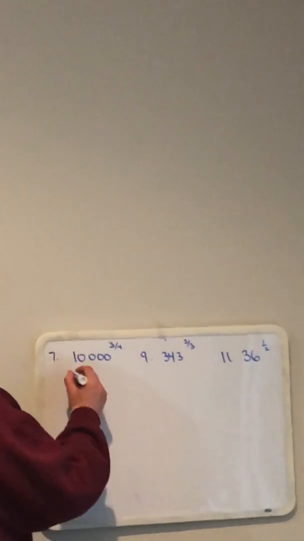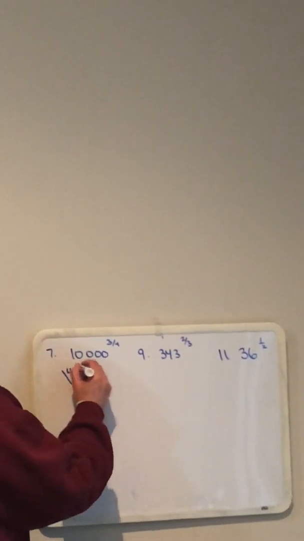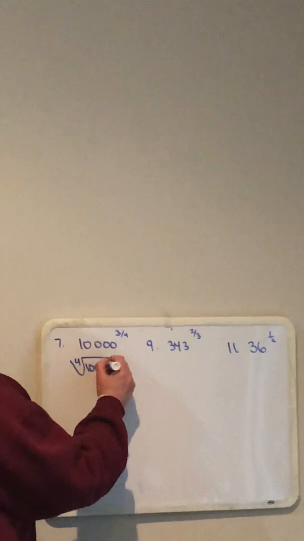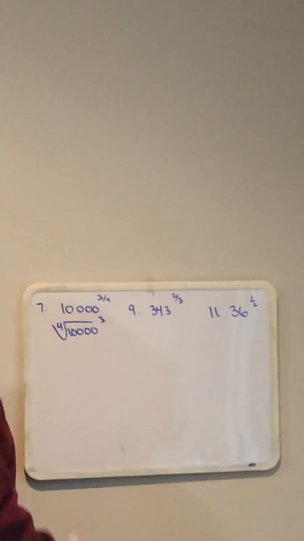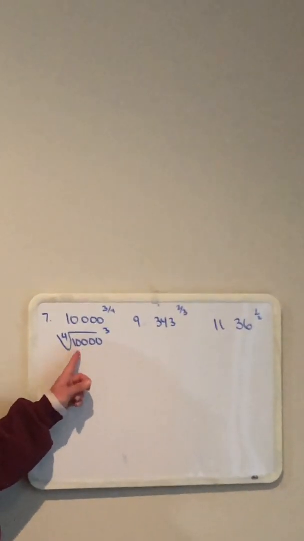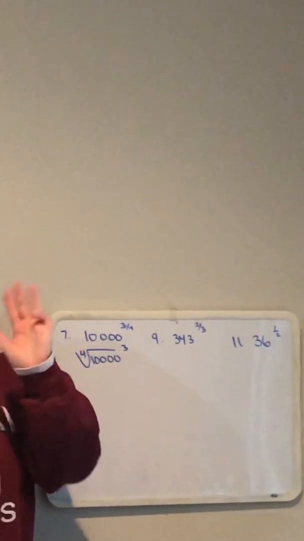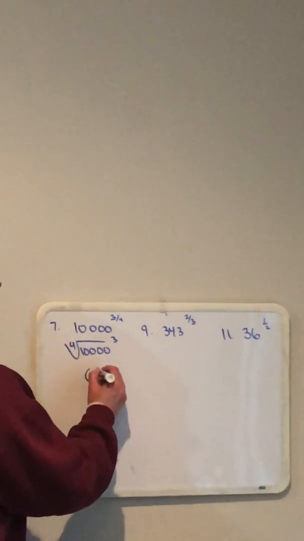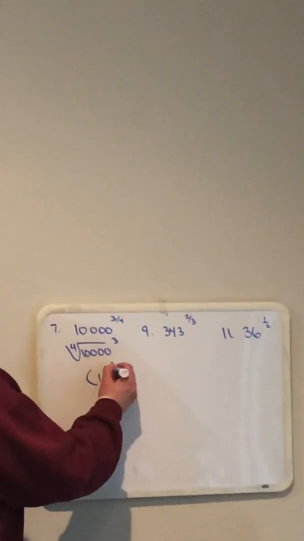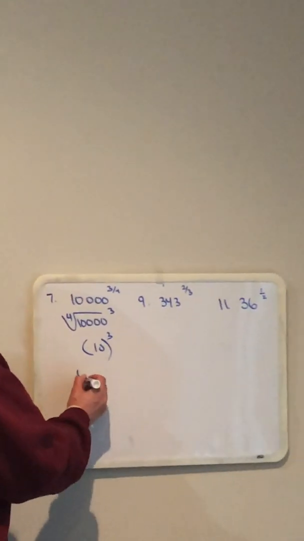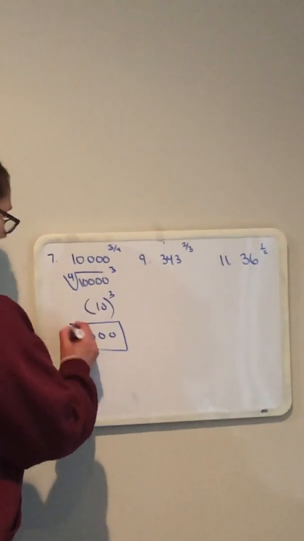10,000 to the 3/4 means the 4th root of 10,000 to the third. The 4th root of 10,000 is 10, because 10 times 10 times 10 times 10 is 10,000. So this is now 10 to the third, and 10 to the third is 1,000. That's the answer to 7.